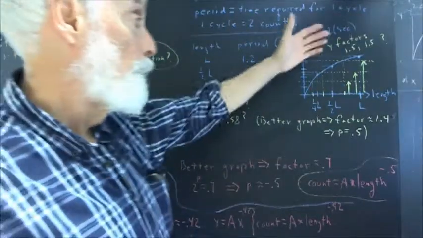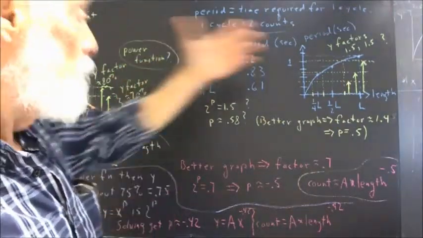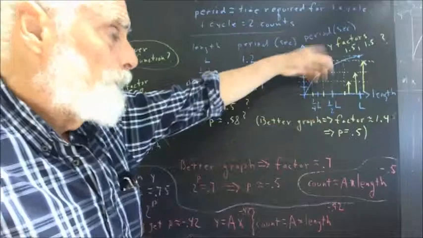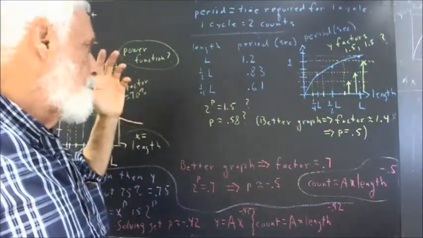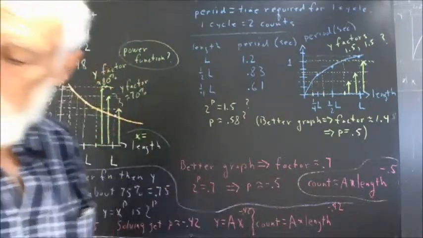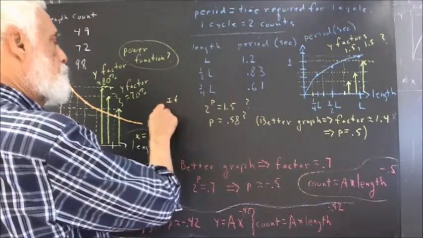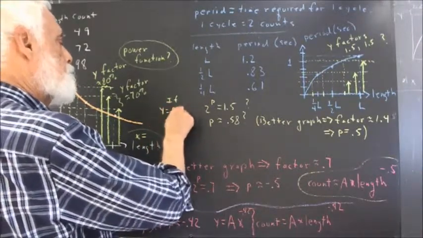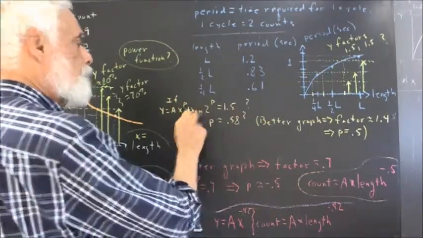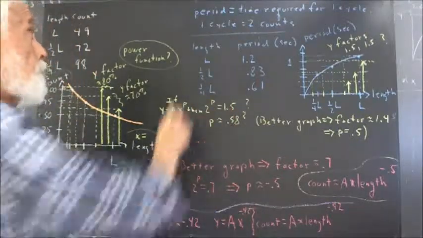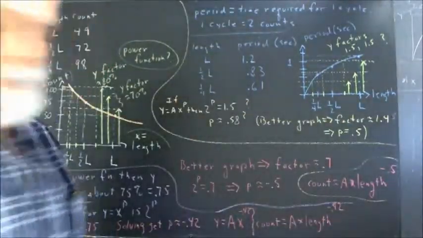Eyeballing this, it looks like the Y factor is 1.5. Probably closer to 1.6 than it is to 1.4. So that's probably a little over 1.5. Concluding then that since the Y factor is about 1.5, we have the model Y equals A times X to the P. So if Y equals A X to the P, it follows that 2 to the P is 1.5. Now that's for this period versus length model.